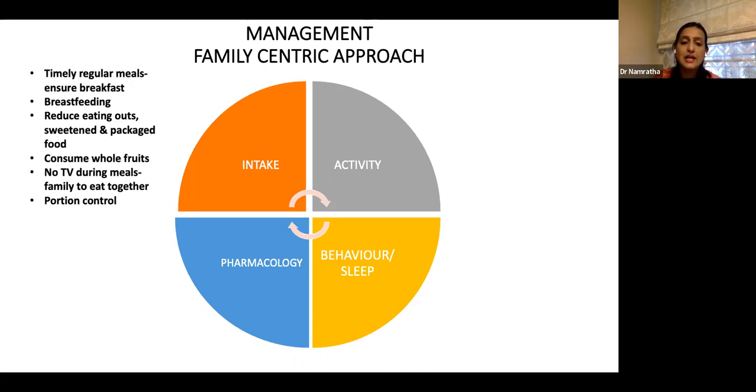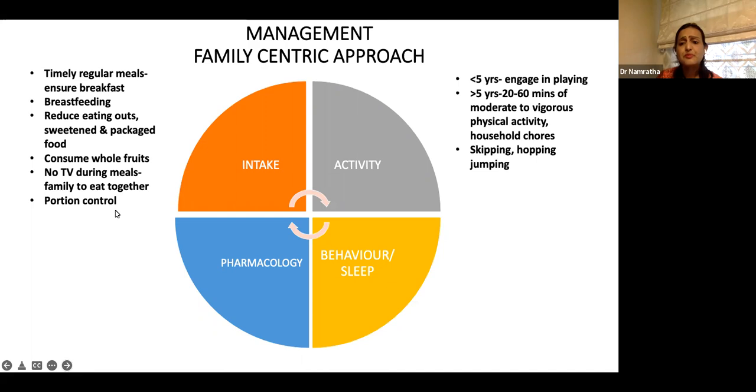Intake is mainly focusing on the preventive aspects. We need to emphasize regular timely meals, not skipping breakfast, encouraging breastfeeding in younger children, reducing the frequency of eating out, reducing sweetened and packaged food, and encouraging consumption of whole foods, with a no-TV-during-meals policy. The family should eat together as often as possible, and they need to be educated regarding portion control.